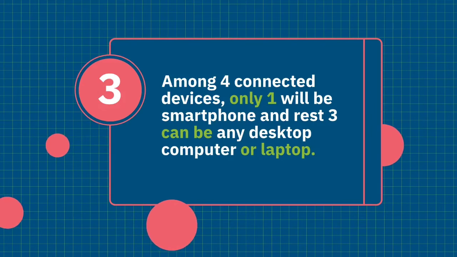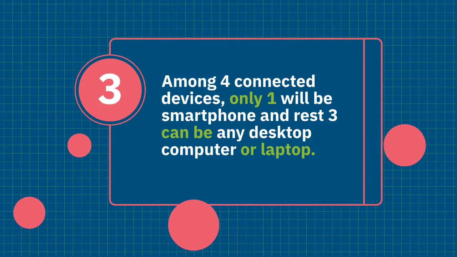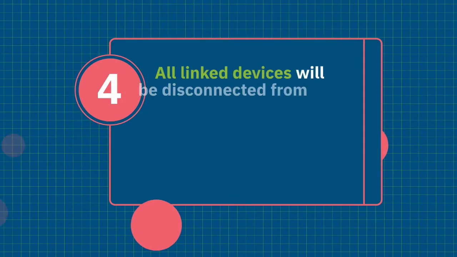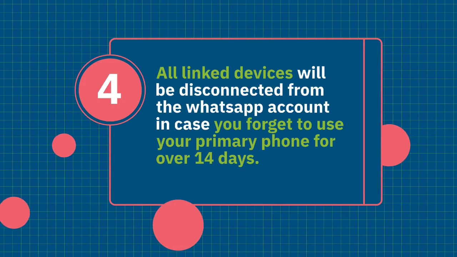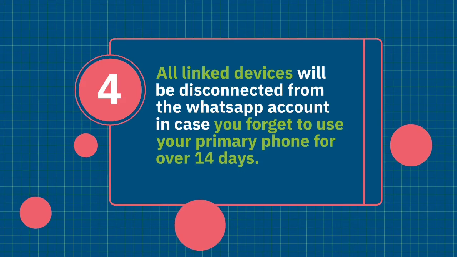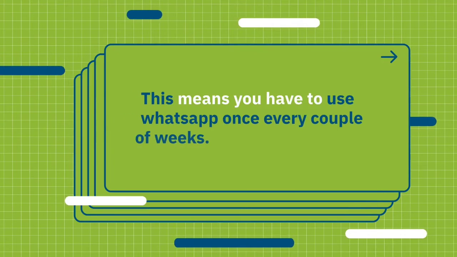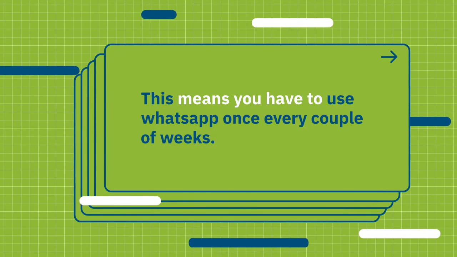Among 4 connected devices, only one will be your smartphone and the rest 3 can be your desktop or laptop computer. All linked devices will be disconnected from the WhatsApp account in case you forget to use your primary phone for 14 days. This means you have to use WhatsApp once every couple of weeks.